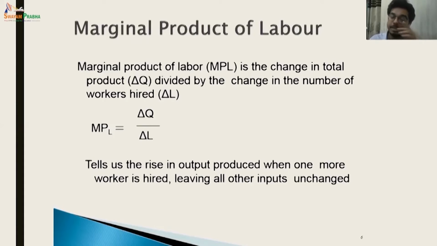So change in labor. If it is marginal product of capital, then it is the change in total product divided by change in capital. So marginal product of labor is the change in total product divided by the change in the number of workers hired, or how much extra production I will make with 1 extra unit of labor, or how much production I will make additionally when I hire 1 extra unit of capital. Right? That is marginal product of labor and marginal product of capital.